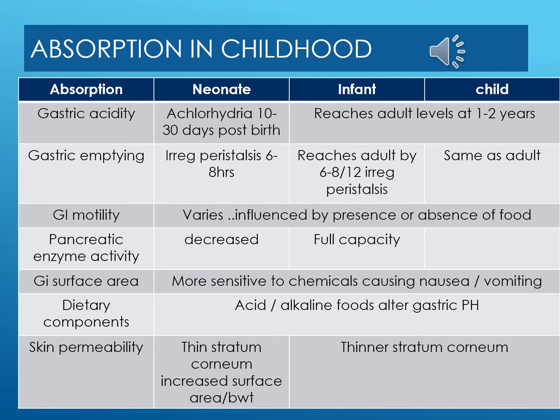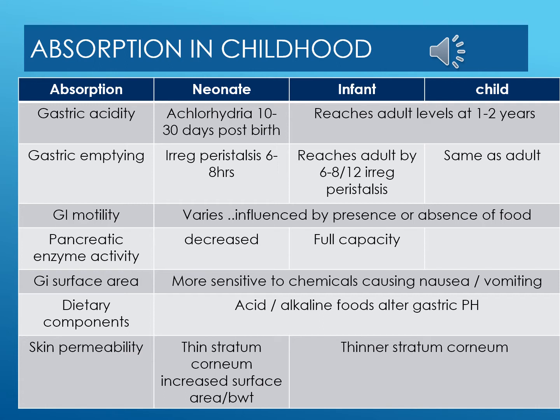So gastric emptying doesn't really reach adult stage until around about child age. GI motility, so gastric motility, is going to be varied, and that depends on what type of food the babies are eating or the mums are eating if they're breastfeeding. You do find your neonates' pancreatic enzyme activity is decreased and doesn't reach full capacity until infant stage. Premature babies will have higher pHs for longer.